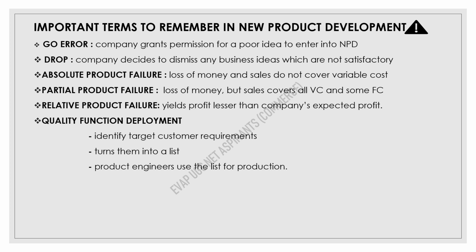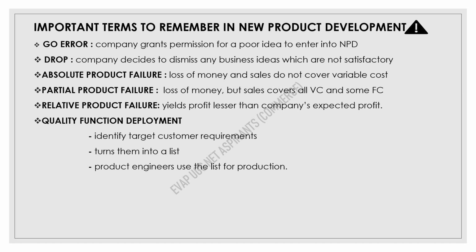Next one is absolute product failure, that is loss of money, and in case of loss of money, sales does not recover the variable cost, that is absolute product failure. Then partial product failure. There is loss of money, but sales covers all the variable costs and it also recovers some of the fixed cost. Next is relative product failure. In this, it yields profits lesser than the company's expected profit.